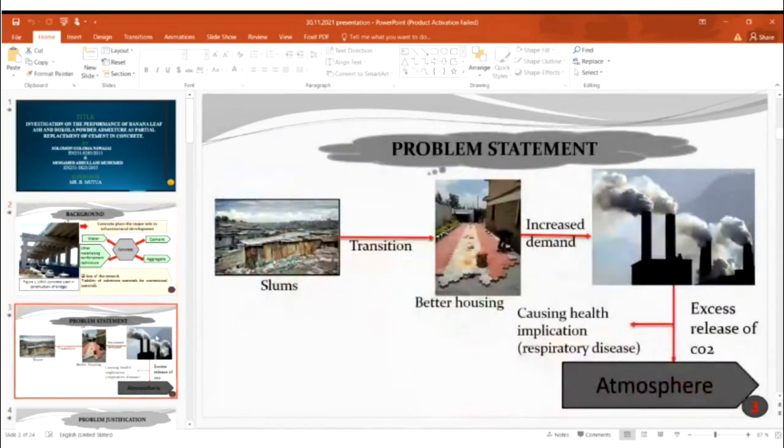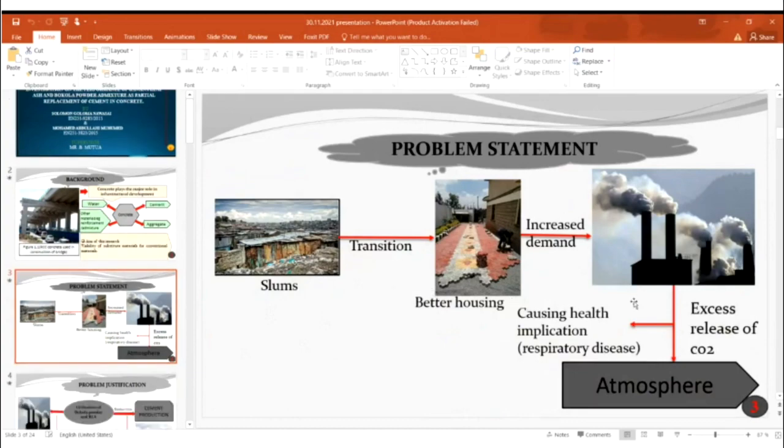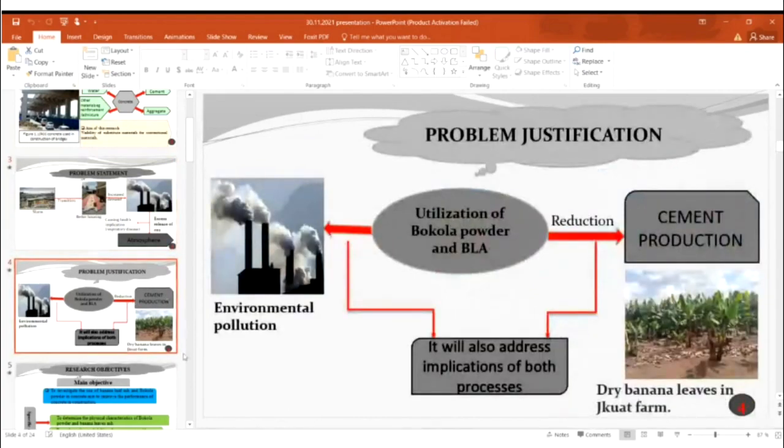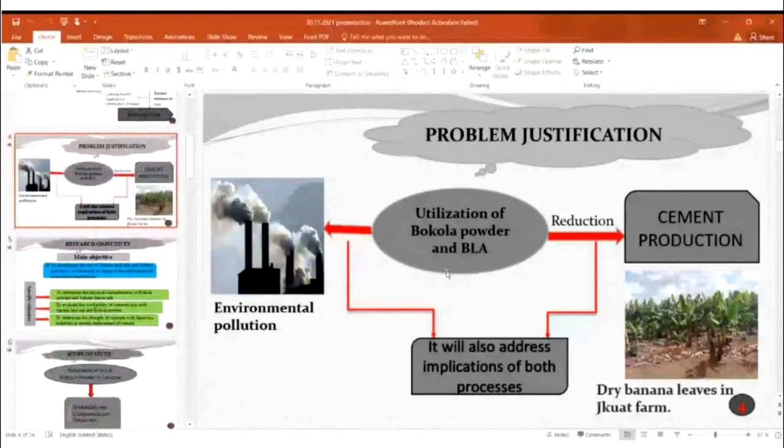Problem statement. With increased population, there has been growth of slums in this country, and therefore there is need to transit to better housing, which increases the demand for materials such as cement, which have a negative impact on the atmosphere. Problem justification. This research aims at utilizing Bacola powder and banana leaf ash in reducing cement production and also reducing environmental pollution.